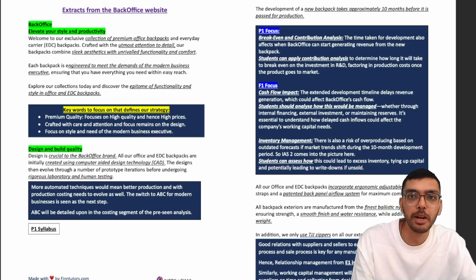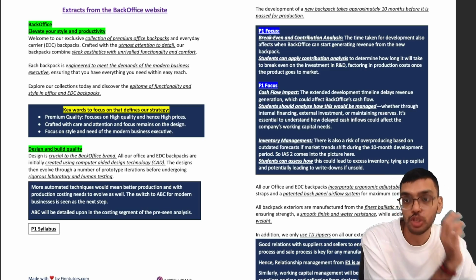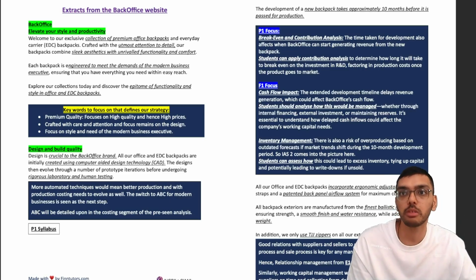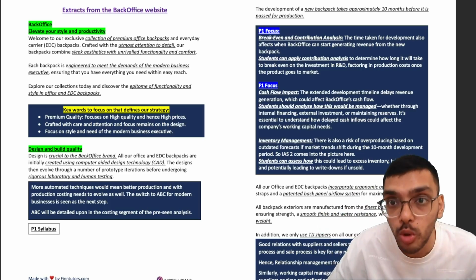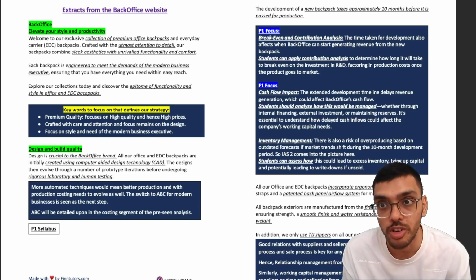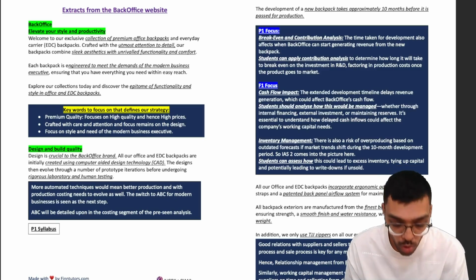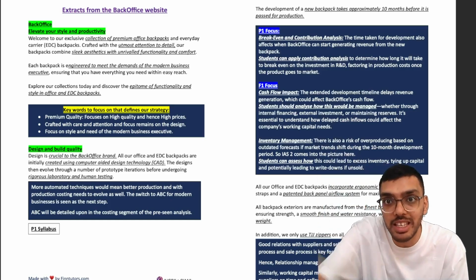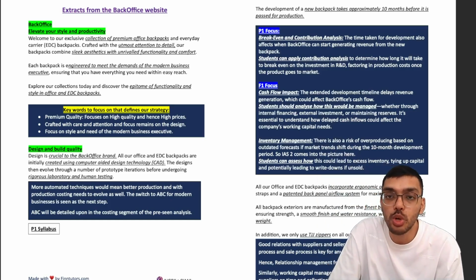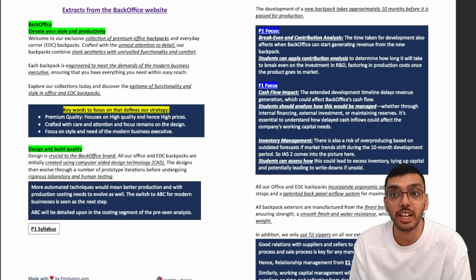Next, the development of a new backpack takes approximately 10 months before it is passed for production. Very important, which students would pretty much always overlook, but I want to bring this up as an important discussion. There is P1 focus over here first in terms of break even and contribution. There is time taken for the development. So from the development time, generating revenue is far away, at least 10 months. So students can apply the contribution analysis to determine how long it will take to break even.